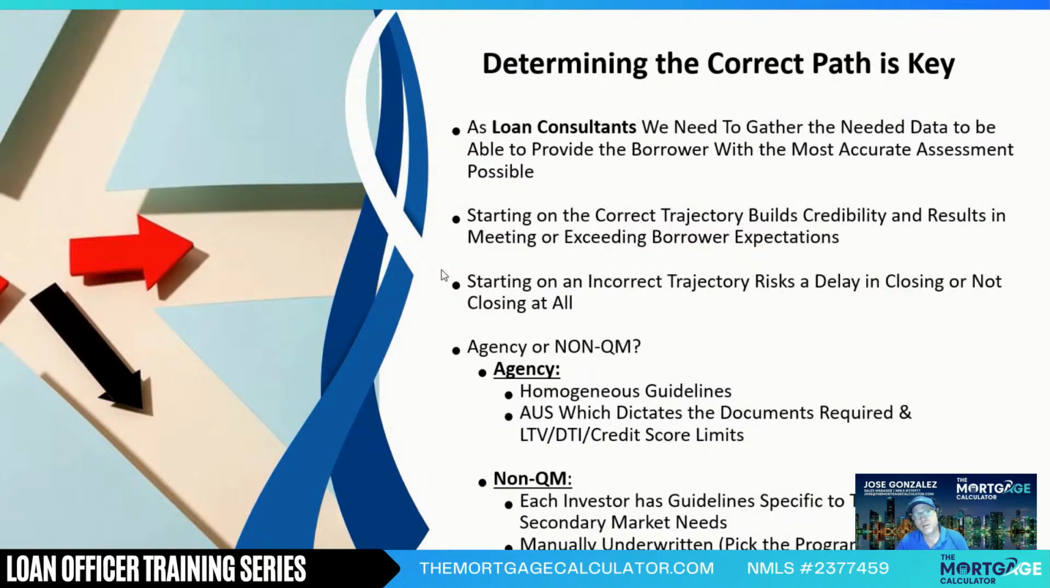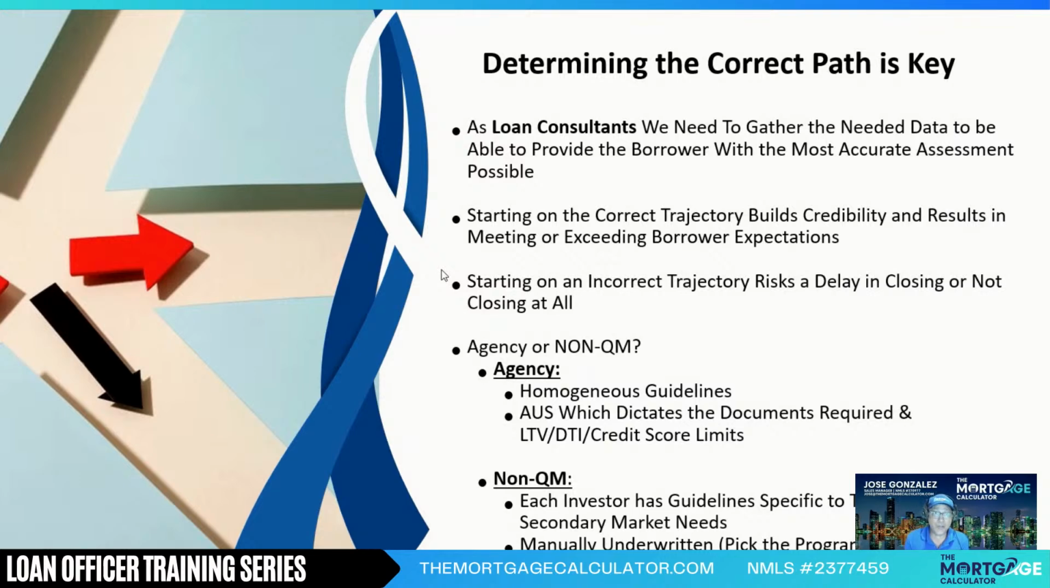So, first bullet point there, or my title there, determining the correct path is key. If you get off on the wrong foot, you're not going to get back on track. That is the key to using guidelines. Guidelines will make sure that if you do a proper job of assessing the data, you're going to pick the correct path, right? So as loan consultants, we need to gather the needed data to be able to provide the borrower, right, with the most accurate assessment possible.